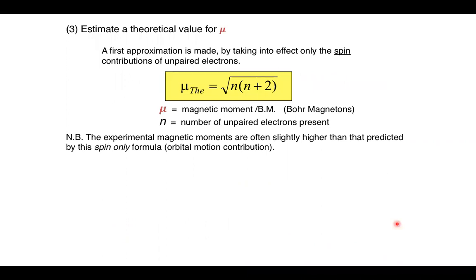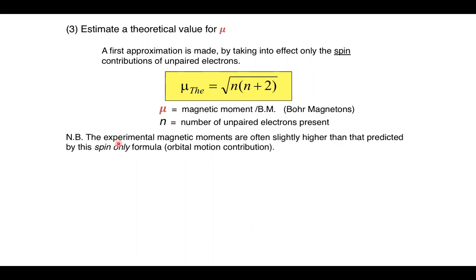So we can estimate a theoretical value for mu based on the number of unpaired electrons. Our first approximation is made by taking into account only the spin contributions of unpaired electrons. So the theoretical magnetic moment is equal to the square root of n times n plus 2, where n is the number of unpaired electrons present, and mu is, of course, the magnetic moment in Bohr magnetons.